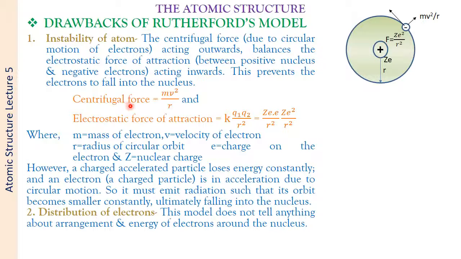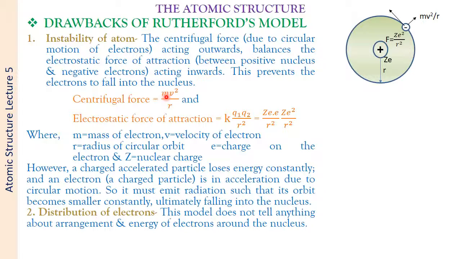Now the centrifugal force is given by the formula mv square by r, and the electrostatic force of attraction is given by the formula K Q1 Q2 by R square, which is equal to Ze square by R square. Let us understand how the centrifugal force is mv square by r. You will be able to appreciate this when you study it in physics. Similarly, how the formula of the electrostatic force of attraction has come is also a part you will be covering in physics. But let us understand what this means.